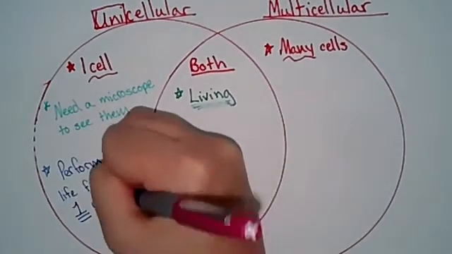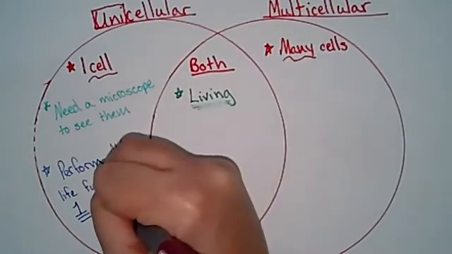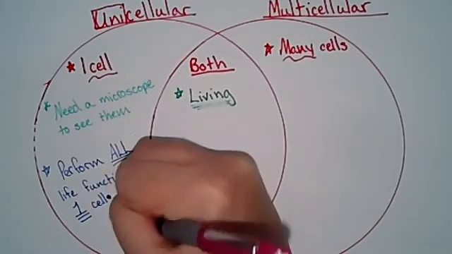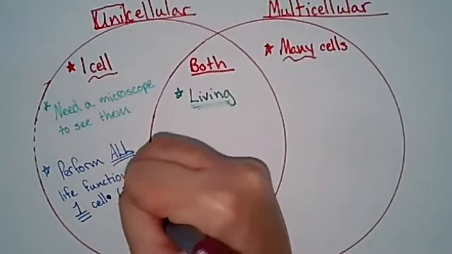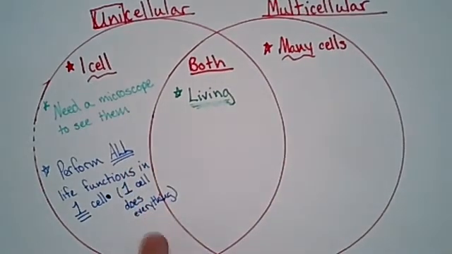So write that here, write one cell does everything. Everything. They don't need anything else. One cell does everything.